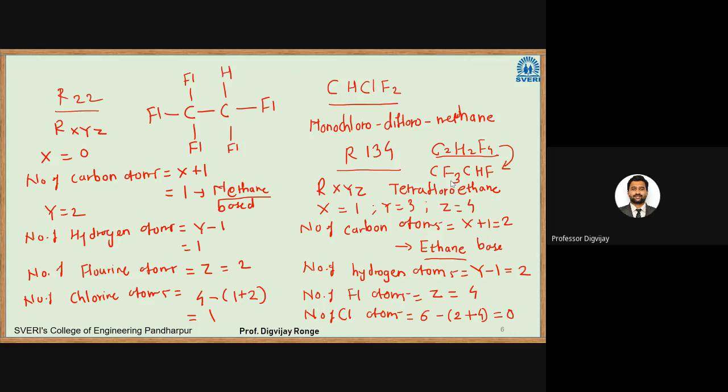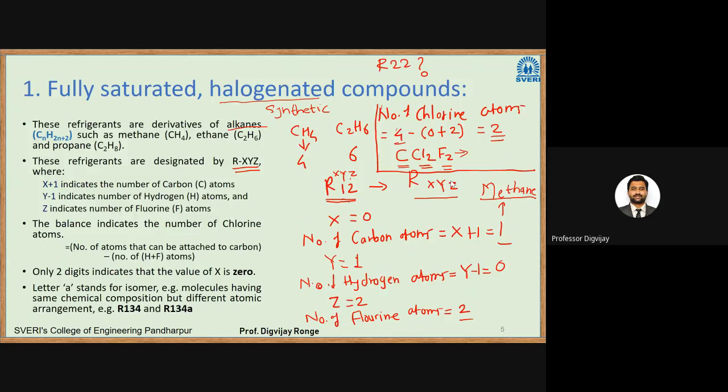So again we have R134a. I think Rohit has searched on Google, so I'll explain that also. We were up to this point. Only 2 digits means x is equal to 0. Next point, I will read. The letter A stands for isomer, that is, molecules having the same chemical composition but different atomic arrangement. So we have R134 and R134a. They have the same number of carbon, hydrogen and fluorine atoms, but their structure will be different. So that is called an isomer. They have the same composition but different atomic arrangement.